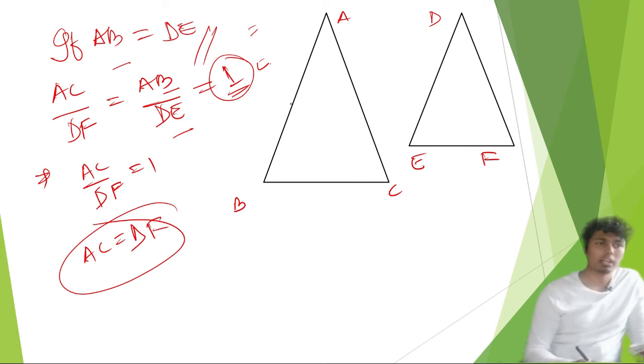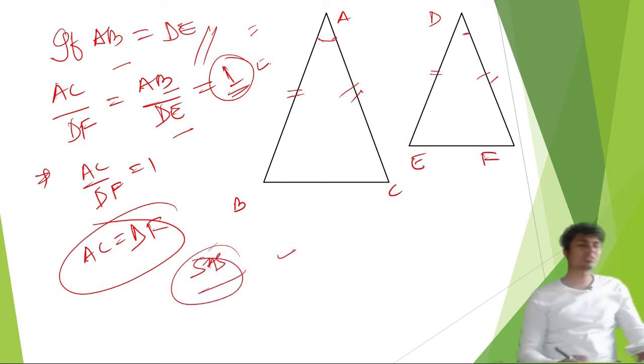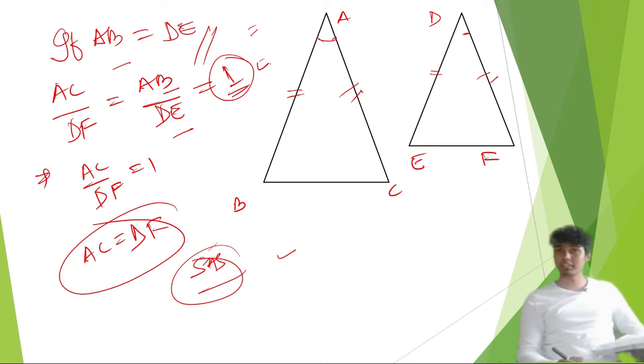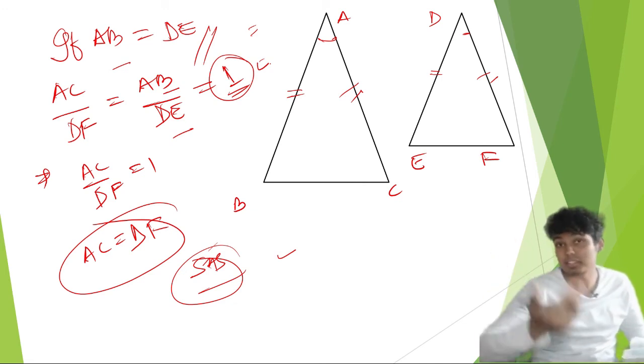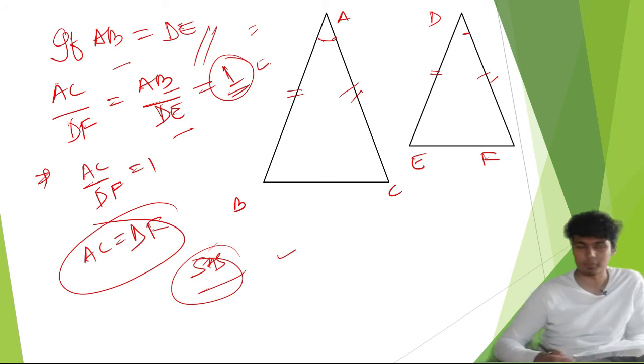If AB is equal to DE, then AC is also equal to DF, and this angle is already equal. So by SAS we can say these two triangles are congruent, or you can say they are similar. If it is congruent, then it is similar. That is not a big deal, and you are expert on it.